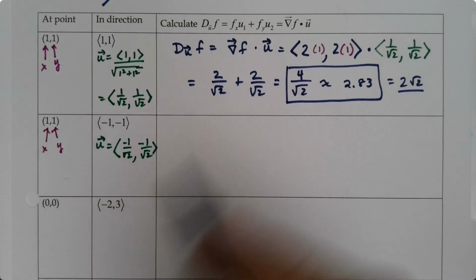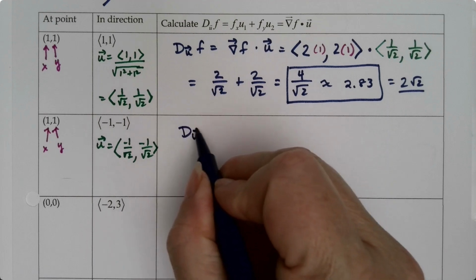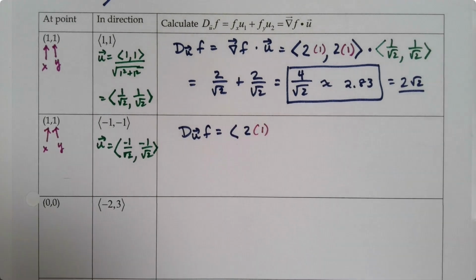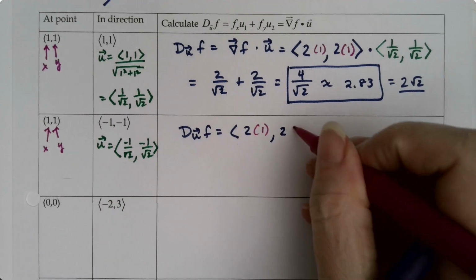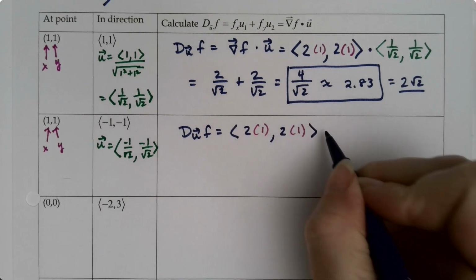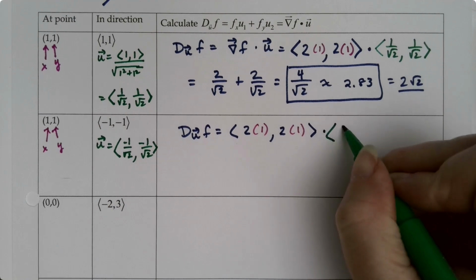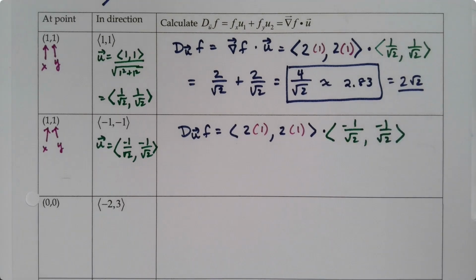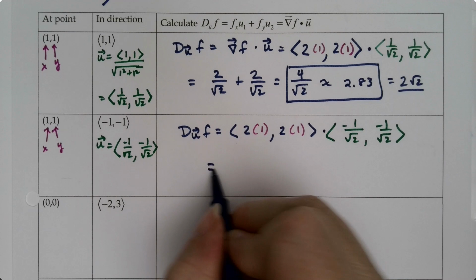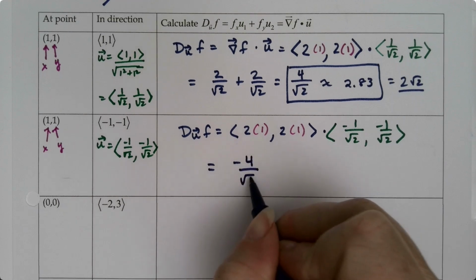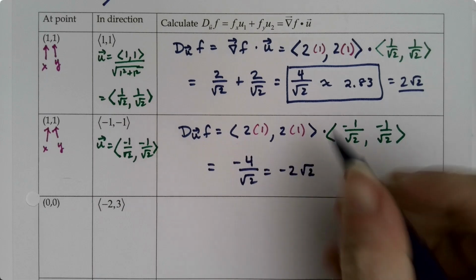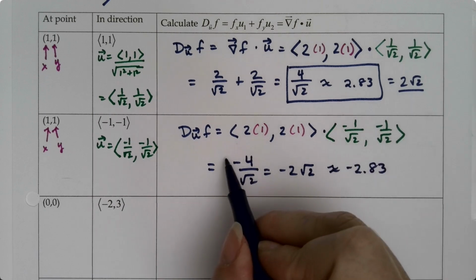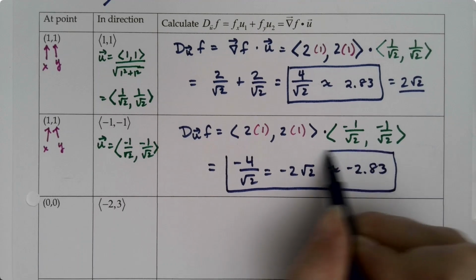So then we're going to take the dot product of (2 times 1, 2 times 1) with (negative 1 over the square root of 2, negative 1 over the square root of 2). And we already knew where this was going. Indeed, it's the same as the other one, except it's negative. Unsurprisingly.